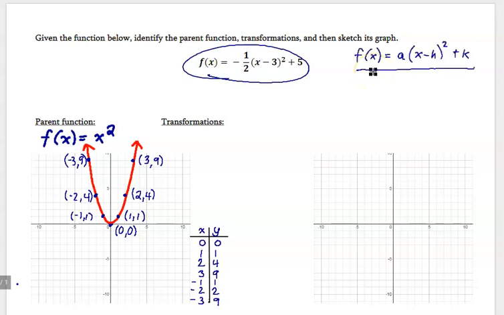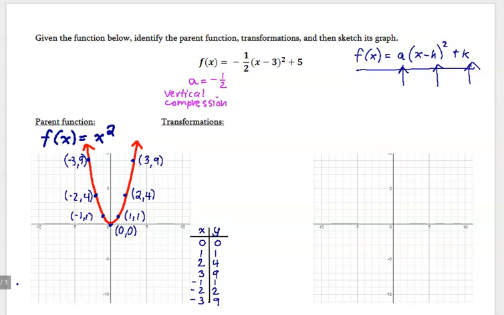Based on this vertex form, let's identify our a, our h, and our k. In our given function, a is going to be equal to -1/2. And this is going to be our vertical compression. In this case, since a is less than 1, when we start graphing it, it's going to be wider. And also, we see the negative sign in front of our a, so it will reflect across the x-axis. So the parabola will be facing down.